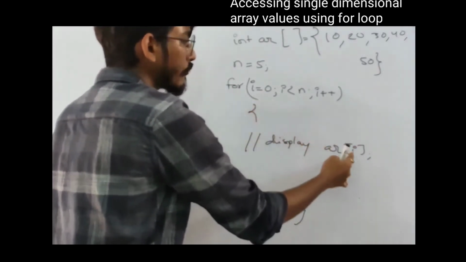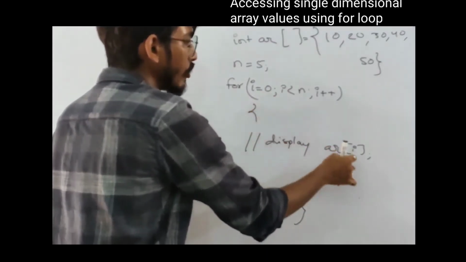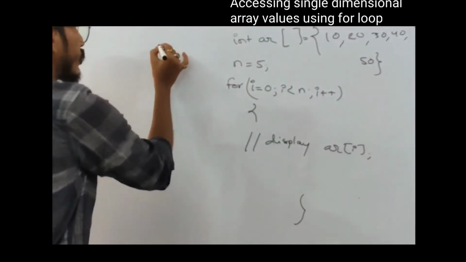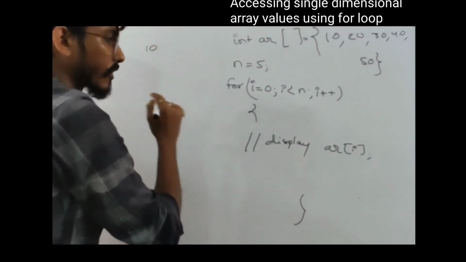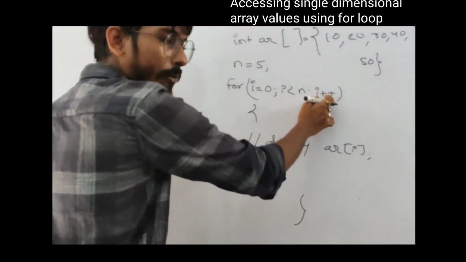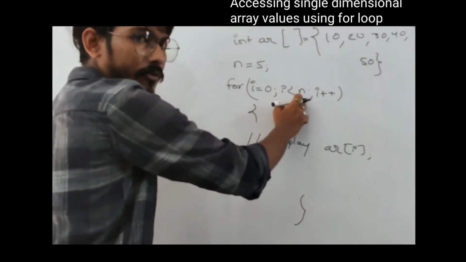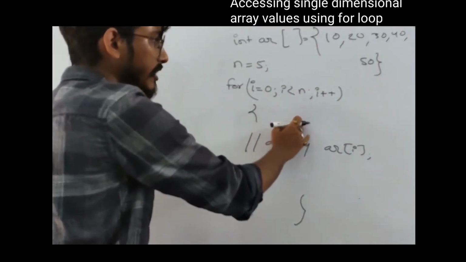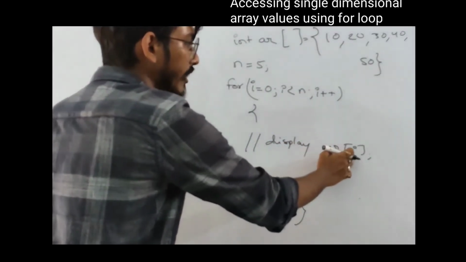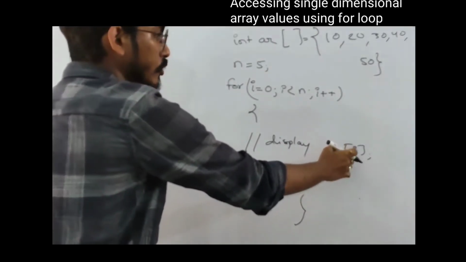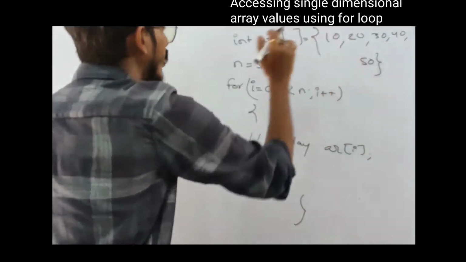So what is the value of I this time? The value of I is 0. So it is displaying AR of 0, which is 10. So 10 is being displayed. Then again it is incremented and it is now 1. So 1 is less than 5. The condition is satisfied. Again it is coming inside and displaying AR of I. So what is the value of I now? The value of I is now 1. So it is displaying AR of 1, which is 20.